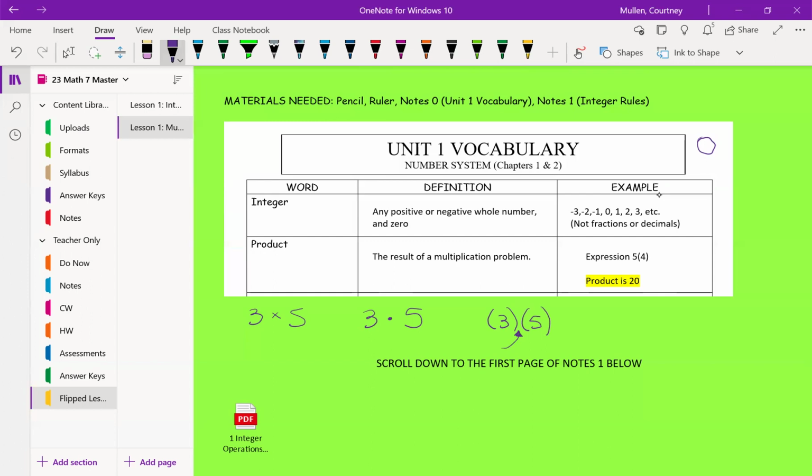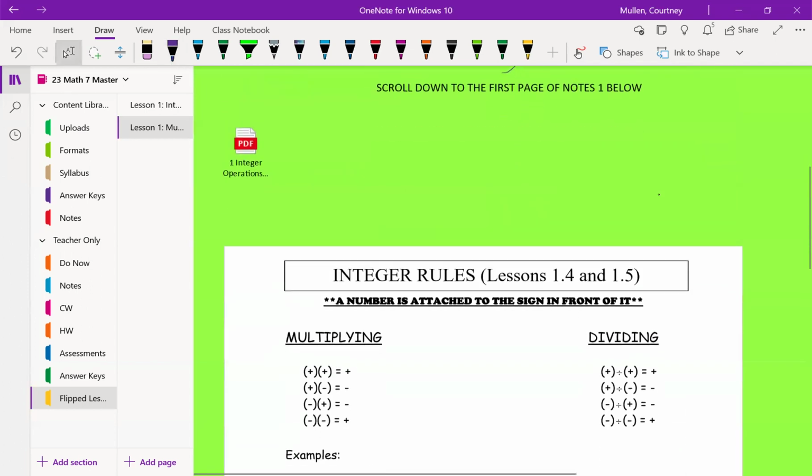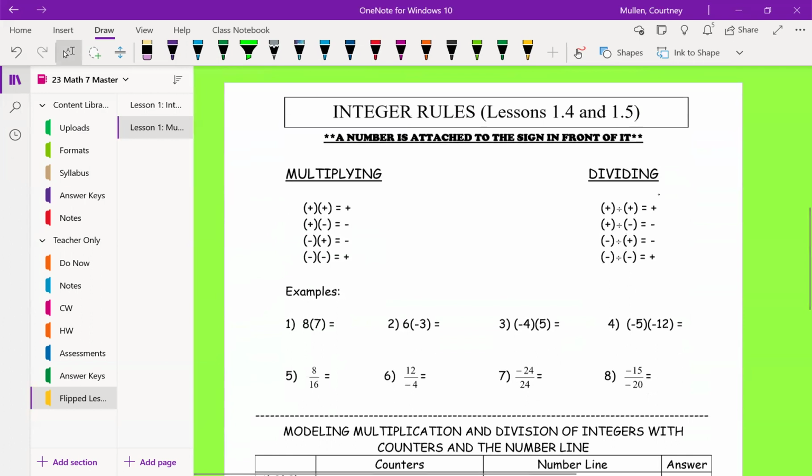Let's now go to notes 1, entitled Integer Rules. In the upper right-hand corner, please label these notes 1, just like I did. A number is attached to the sign in front of it, so we're going to talk about multiplying rules today. Now on the left here, you see our multiplying rules. We have a positive times a positive is a positive, a positive times a negative is a negative, a negative times a positive is also a negative, and a negative times a negative is a positive.